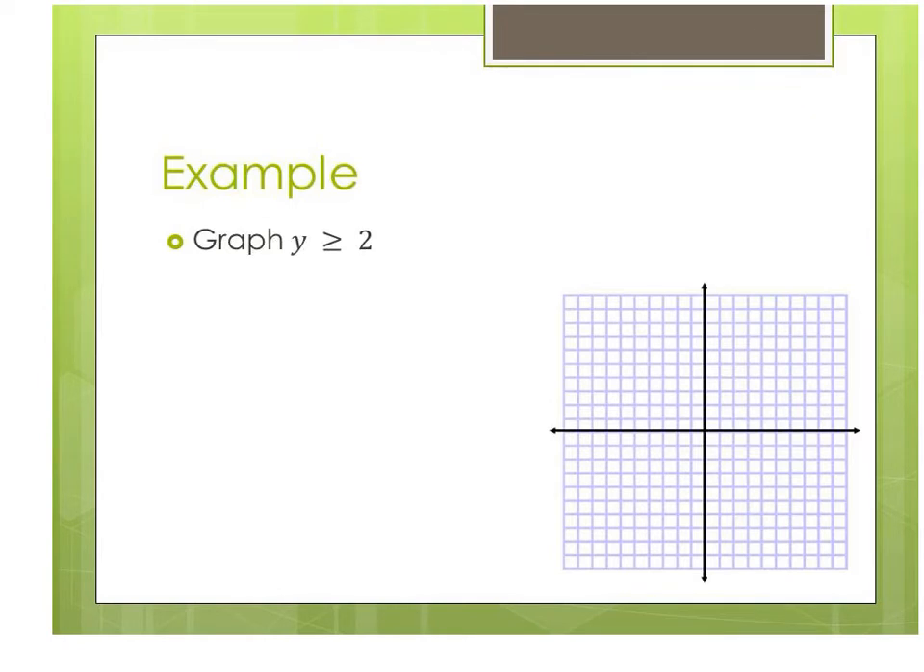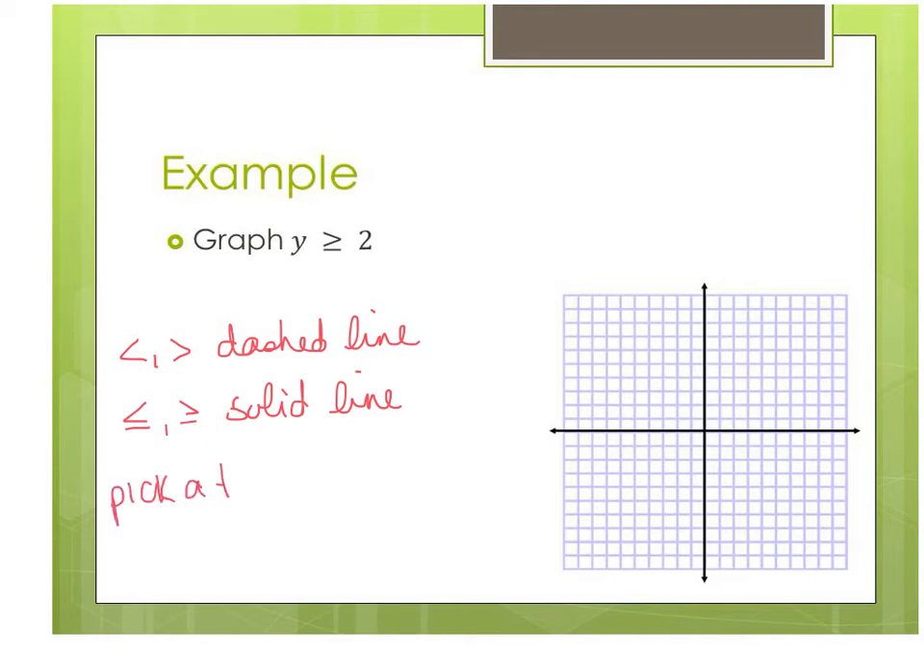So the next thing we want to do is graph these, and if you don't remember from when you've done these before, less than and greater than are going to be a dashed line, and then less than or equal to or greater than or equal to is going to be a solid line, and my suggestion is pick a test point to know where to shade.